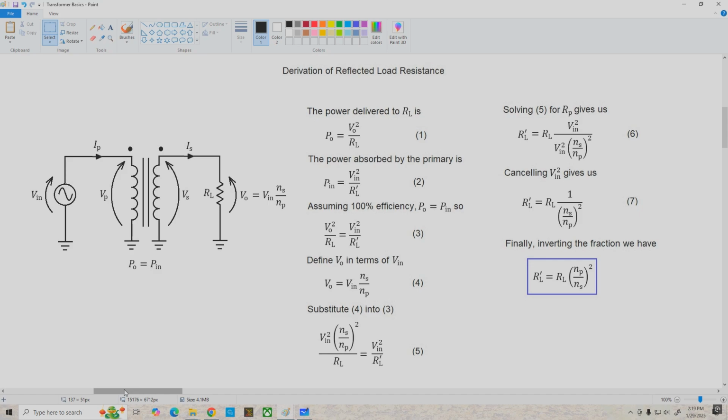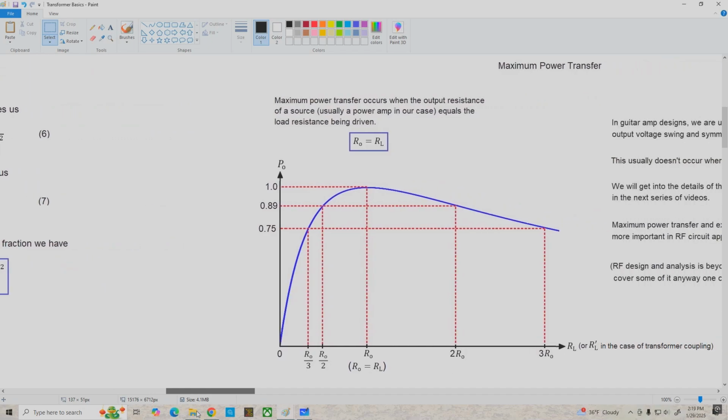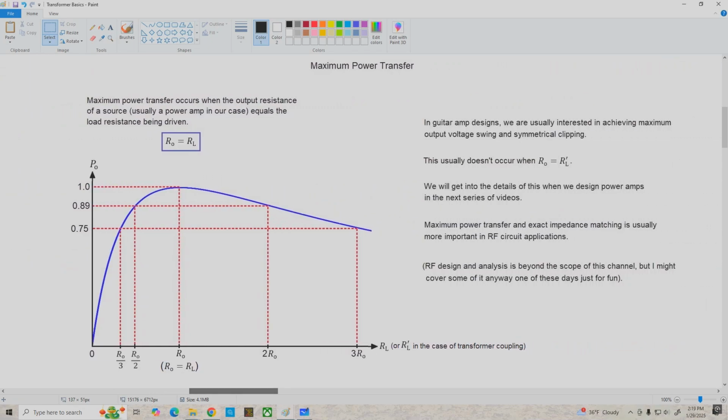And since we're talking about impedance transformation and impedance matching, this is a good time to bring up the topic of maximum power transfer. The maximum power transfer theorem says that in order to transfer the most power possible to a load, we have to match the load resistance to the output resistance of the amplifier or source. And here we see a graph of power transfer to a load versus R_L as a function of the output resistance. When R_O equals R_L, we get maximum power delivered to the load.